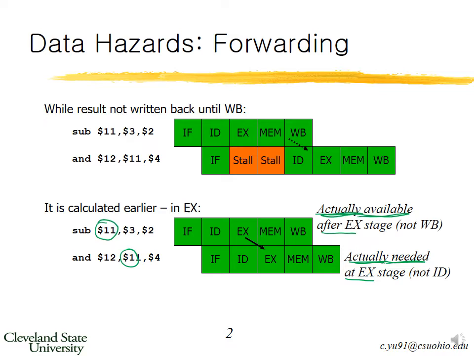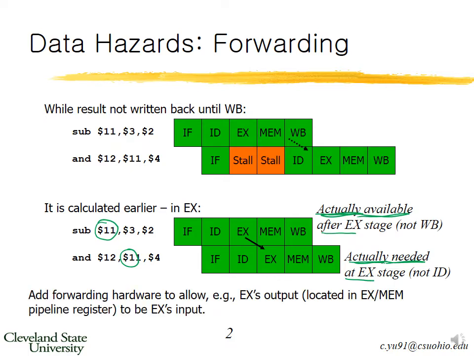In order to resolve that issue, data forwarding or data feedback is one possible solution. If you look at the subtract instruction, although the data is actually updated in the write back stage, the new value of register 11 is available at the end of the execution stage. The AND instruction tries to read register 11 in the ID stage, but you only need that updated value as long as it is available before the execution stage. That's fine. This is basically the idea behind data forwarding.